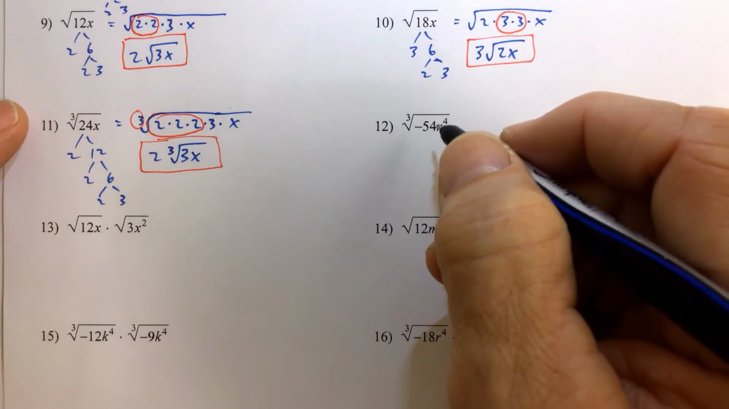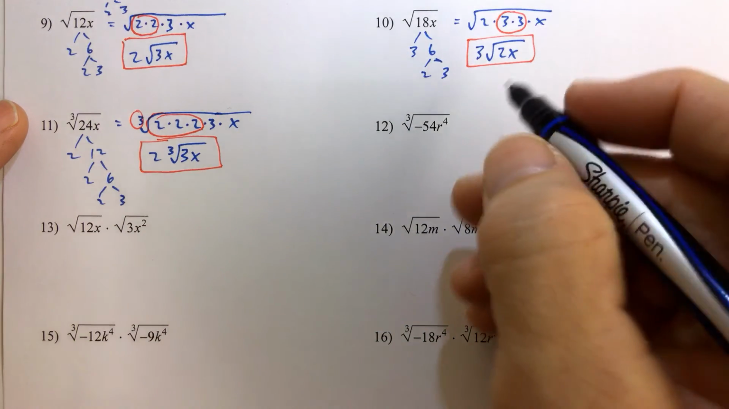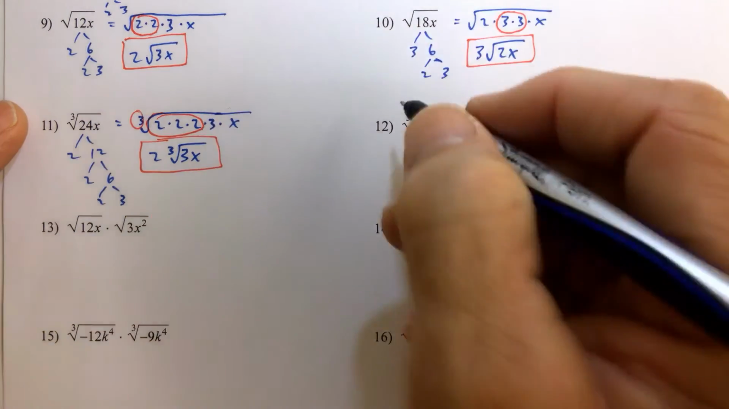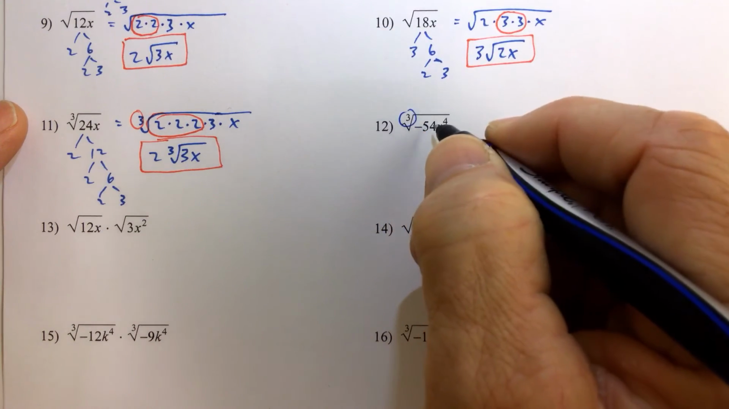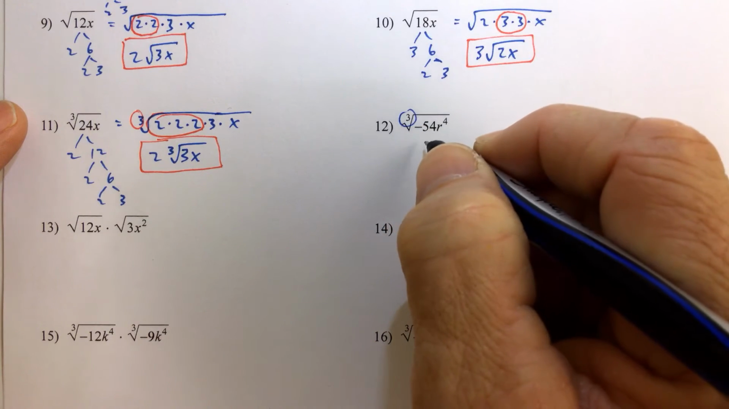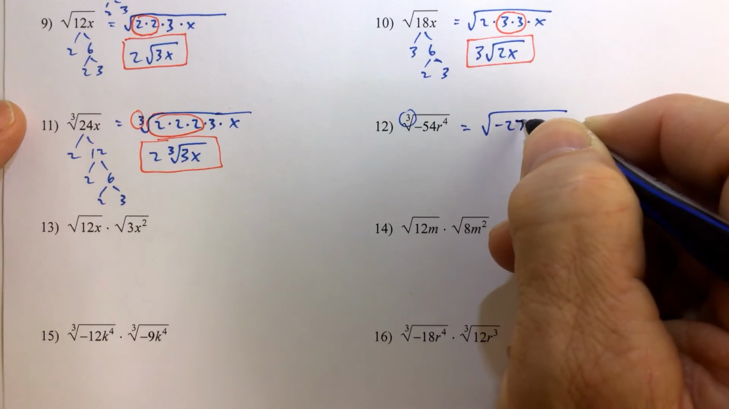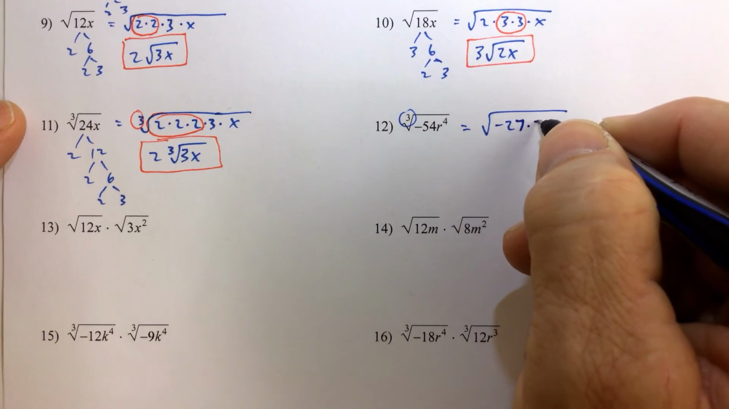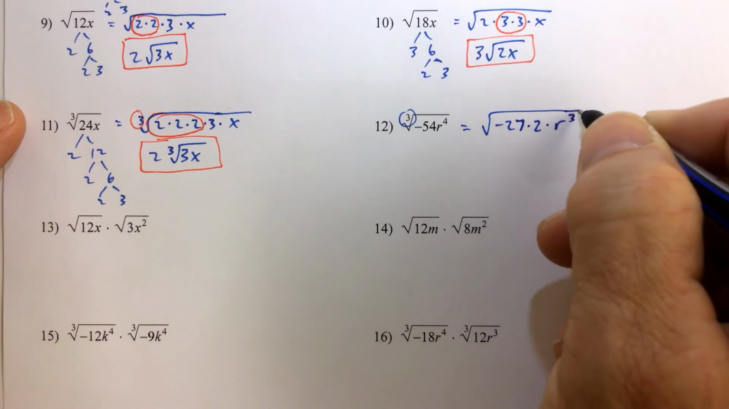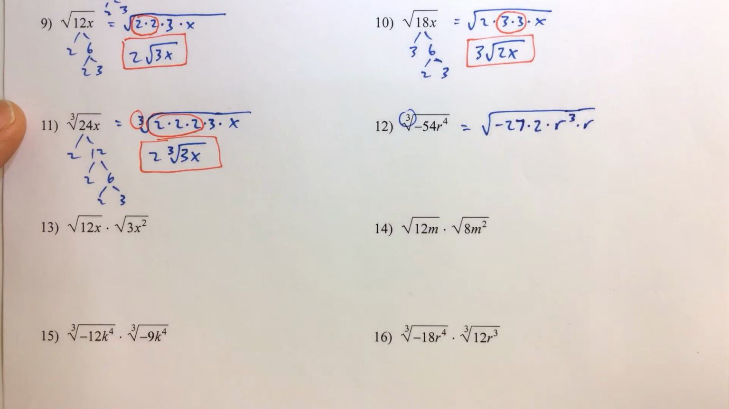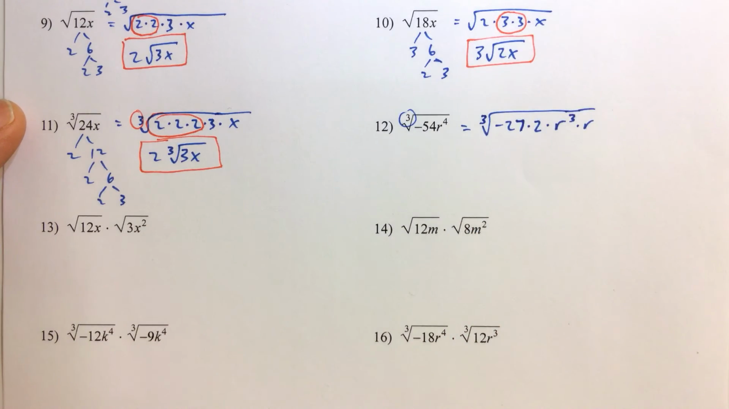And negative 54. I'm going to actually start showing you a different way to do these. You've seen the way I've done them before, but in this one, I'm going to look for a factor of negative 54 that's a perfect cube. And I know I can rewrite negative 54 as negative 27 times 2, because I know my cubes, and then I know that my r to the 4th can be written as r cubed times r. So this is more of the fast way of doing this, and I forgot to write the little cube root symbol. Don't forget that.